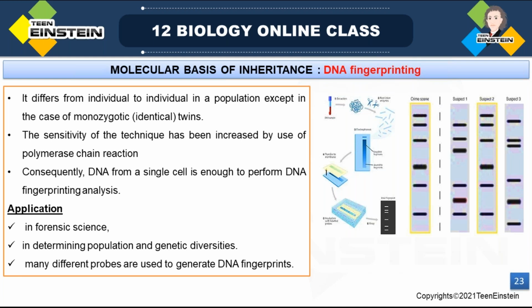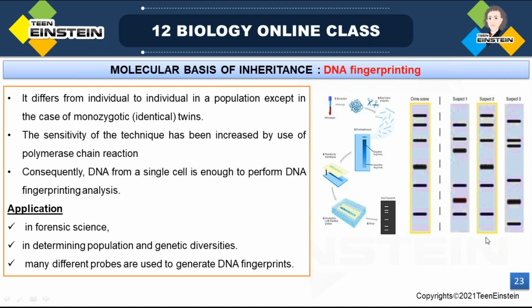See, in DNA fingerprinting at a crime scene, we can see suspect 1, suspect 2, suspect 3. A blood sample or hair cells, that much is enough. Very little sample is enough to get a result. First sample collection, then PCR reaction, then electrophoresis, and then banding. So for the crime scene, matching with suspect 2, the banding pattern here matches less with the others.